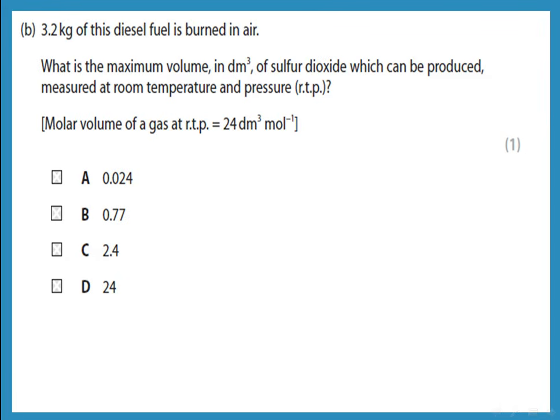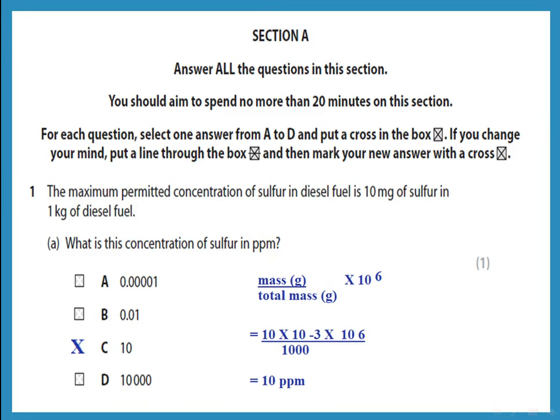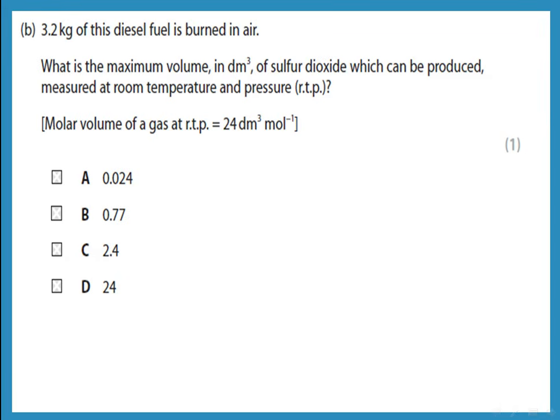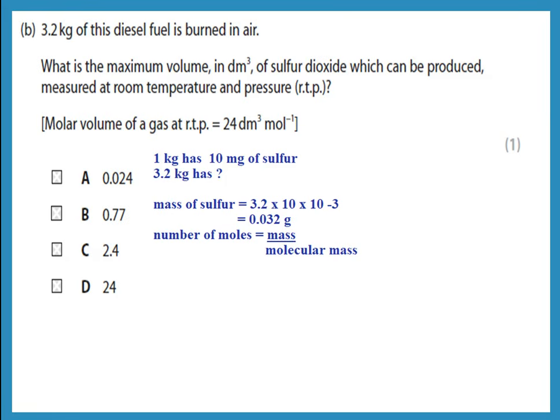Okay? Now, the next part of the same question says 3.2 kilograms of this diesel fuel is burned in air. What is the maximum volume of sulfur dioxide that can be produced? Now, in the previous question, he said we have 10 milligrams in 1 kilogram. Now he's saying I have 3.2 kilograms. So you should realize that 1 kilogram has 10 milligrams. So the 3.2 will have how much? So the mass of the sulfur is 3.2 times 10. I want to change that to grams, so I multiply by 10 to the minus 3.